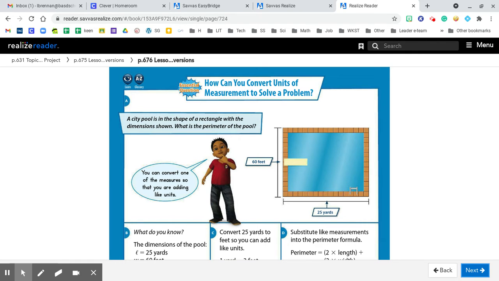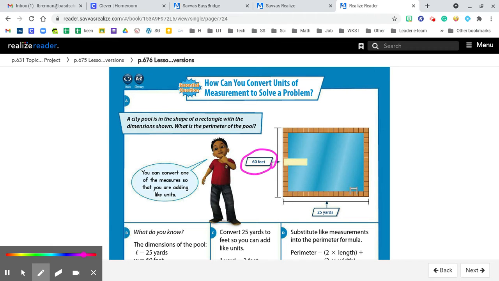And as we're moving on, a city pool in the shape of a rectangle with the dimensions shown. What is the perimeter of the pool? Remember that perimeter is the sum of all sides. And we can see they're being sneaky here again. In 5th grade, they like to do this. We have 2 different values. We have yards and feet.